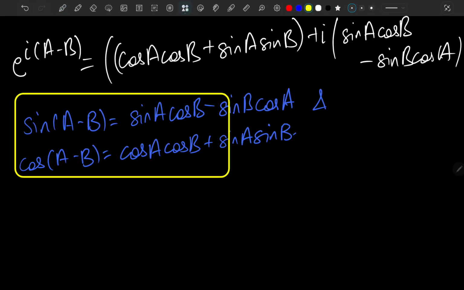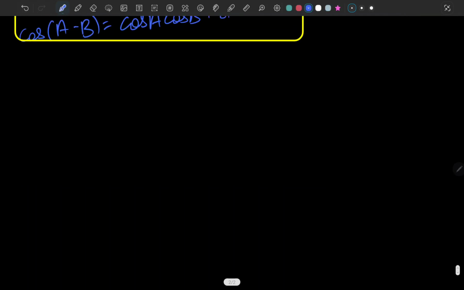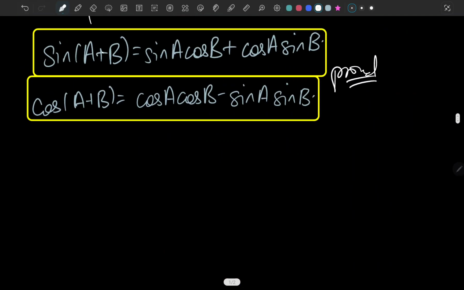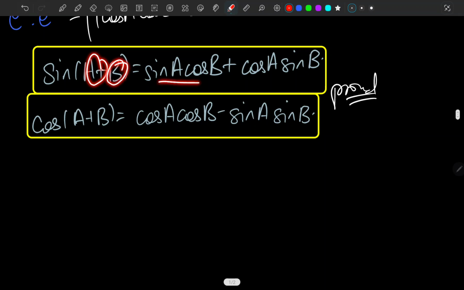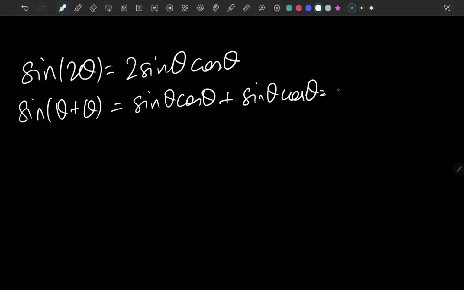How cool is that? And let's prove the sine of double angle: sine 2 theta equals 2 sine theta cosine theta. We have just proved it if we write it as sine of theta plus theta. When you replace a and b with theta, that gives us sine theta cos theta, sine theta cos theta for the next term, and when you add them up together, that gives us 2 sine theta cos theta. Hence proved.